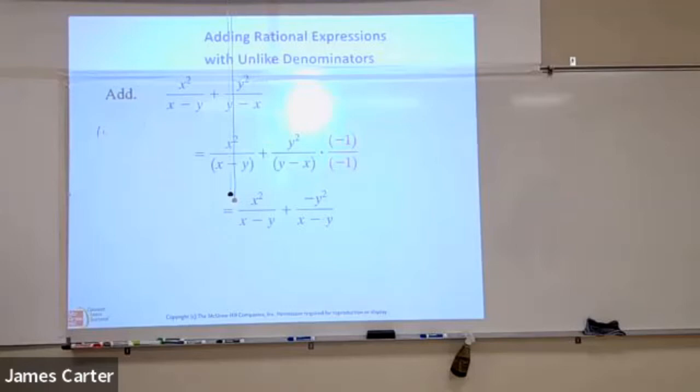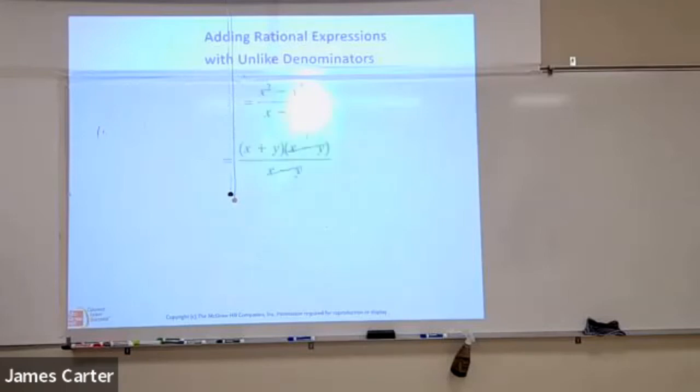So I now have a common denominator. So I'm going to put them both over the common denominator. So I get this minus that. Well, guess what? That's a conjugate that we can factor. Perfect square on the front, perfect square on the back, minus in the middle. And when we factor this, the x minus y's will cancel. And we got just simply x plus y.